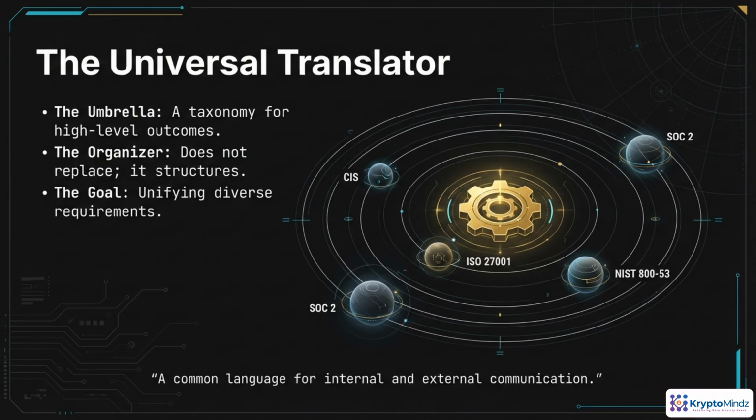NIST CSF 2.0 gives you that unifying layer. It doesn't replace ISO 27001, NIST 800-53, CIS, or SOC 2. Instead, it provides a single, outcome-focused taxonomy you can map all of them into. That makes it easier to align projects, reduce duplicate effort, and explain your security posture to leadership, auditors, and customers using one consistent shared language.